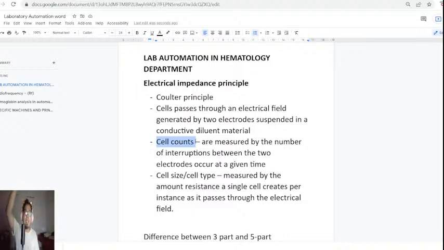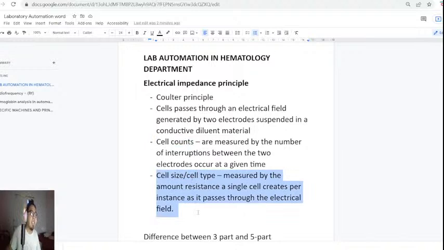you have RBCs flowing through an electrical field, and for example, 100 of them interrupted the signals. Okay, meaning that there are 100 RBCs. Very easy. It will measure a specific number of cells at a given time, and then after that it shuts off the electrical field. Okay, so that's how it measures cell counts, the number of interruptions.